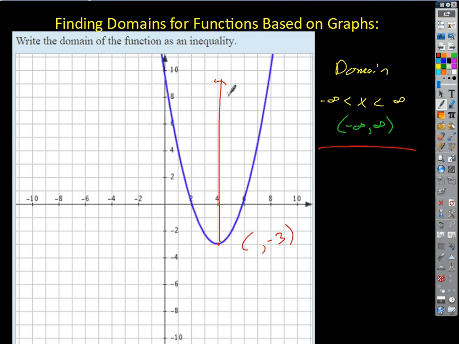So if you turn sideways, so you're looking at this as the y-axis, well, that looks like what kind of interval? It looks like one that's greater than or equal to -3, doesn't it? Everybody see that? So if I write the range as an inequality, I would just be saying y is greater than or equal to -3, right? Notice I'm using a y, because the range is values of y. If I write that using interval notation, what would it look like? Square brackets?